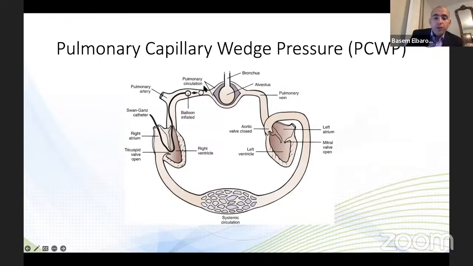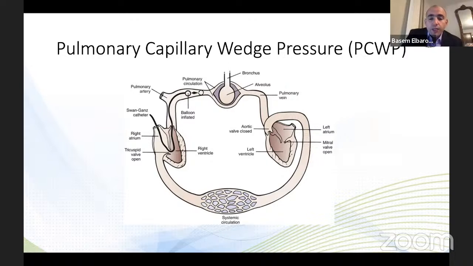When the balloon is inflated and wedged in all the way, that will change the waveform to a pulmonary capillary wedge pressure. So what is that? Ideally, we would like to measure the left atrial pressure if we can get into the left atrium. In some cases you have to do that, but the only way would be by doing a septal puncture. You would have to puncture the septum and go into the left atrium to measure the left atrial pressure directly, which comes with its own risks and skill level.